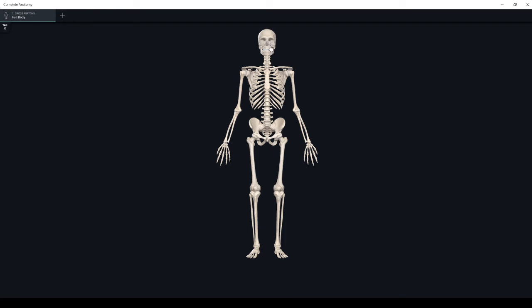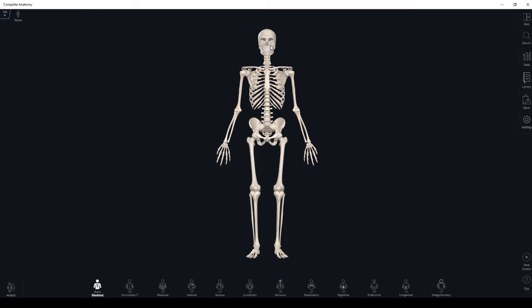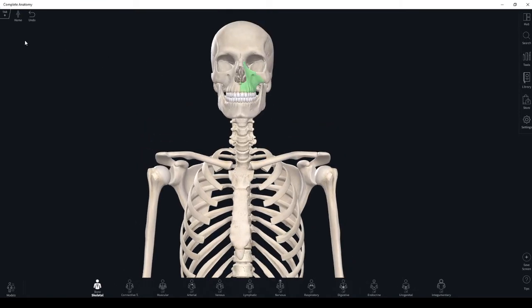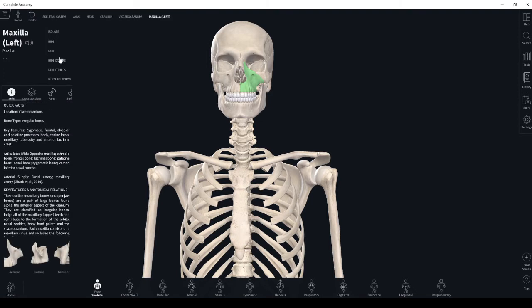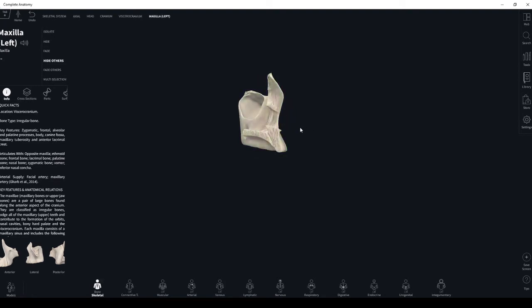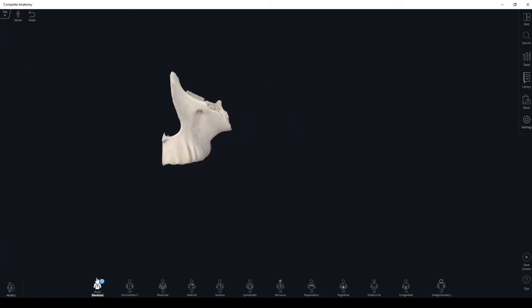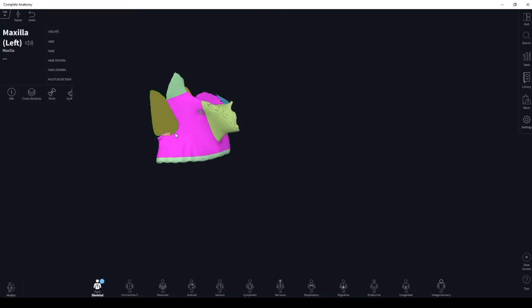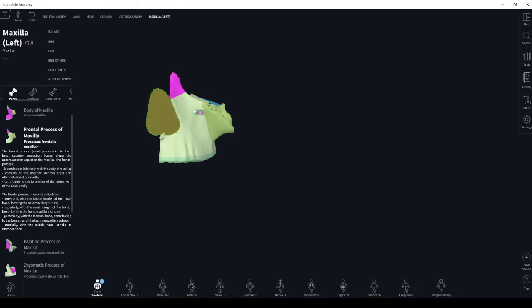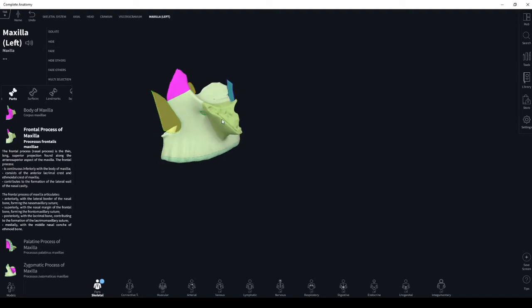Maxilla is a single bone, consisting of the body and main processes. Okay, let's see. First, this main part is the body, and then the processes. Directed upward is the frontal process, processus frontalis of the maxilla.